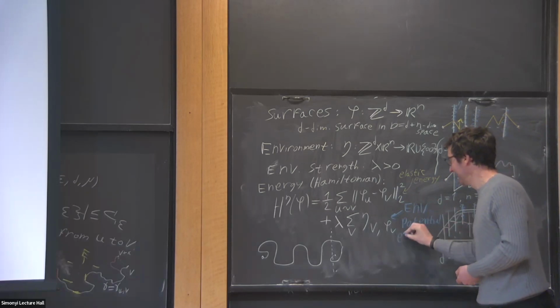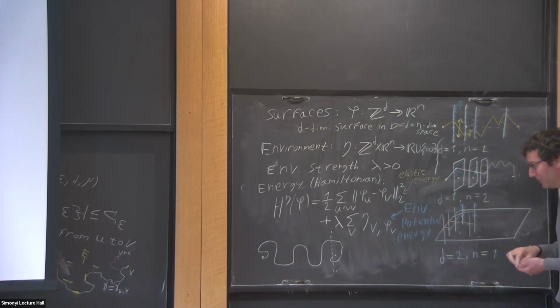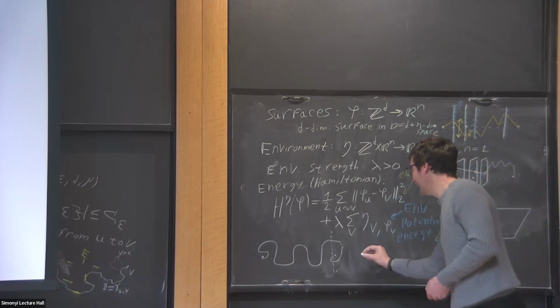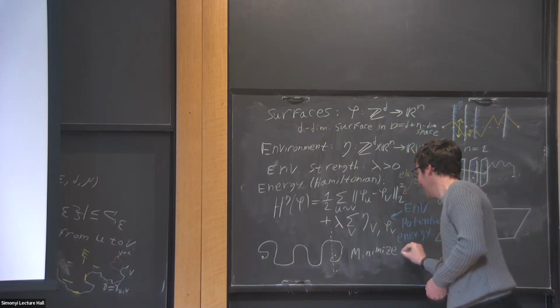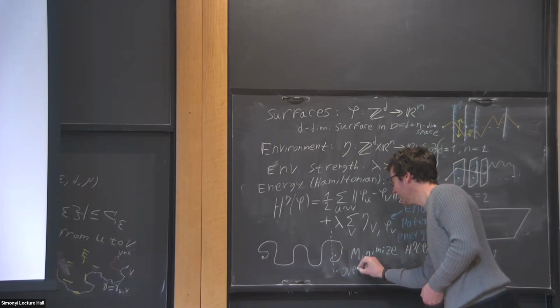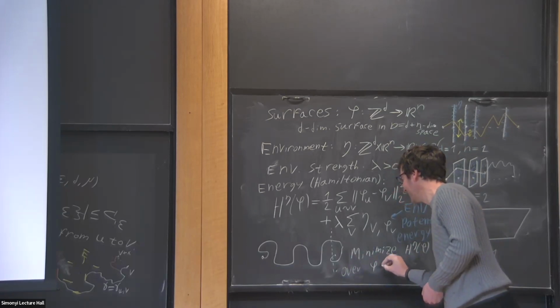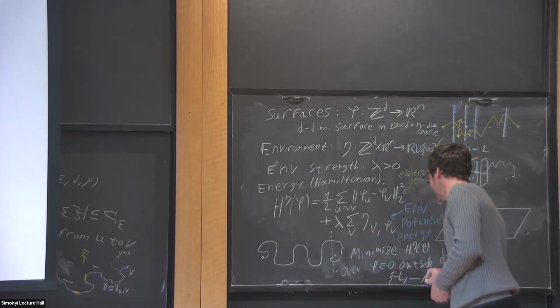Okay? And once I have these definitions, I would like to minimize H_eta of phi over the functions phi which equal 0 outside some domain. Outside the domain, minus L, L to the D.